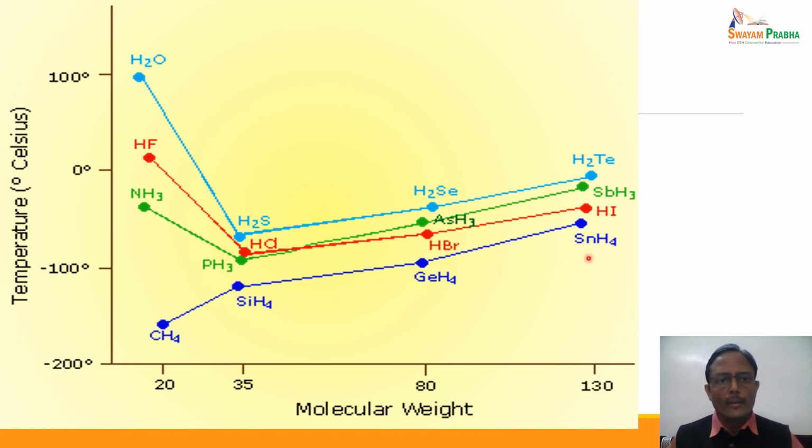to SnH4. But when we compare the same thing with NH3, PH3, AsH3 and SbH3, we can see that for PH3, AsH3 and SbH3 there is a continuous increase in the boiling points, but NH3 has an exceptionally high boiling point as compared to this, whereas the expected boiling point should have been somewhere over here. The shift or increase in the boiling point of ammonia is because of very strong intermolecular hydrogen bonding in the NH3 molecule.